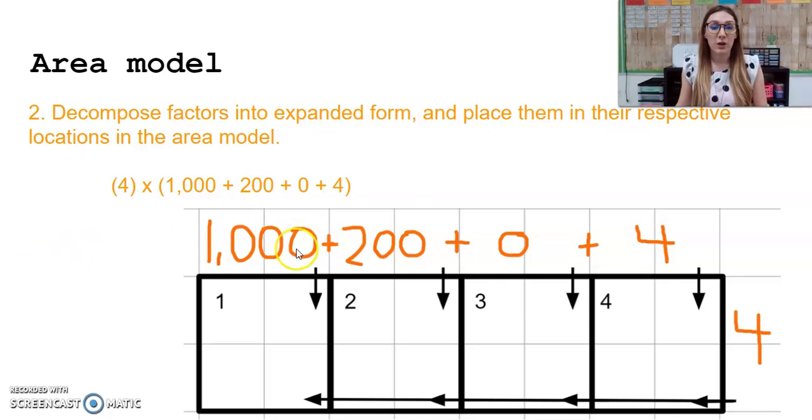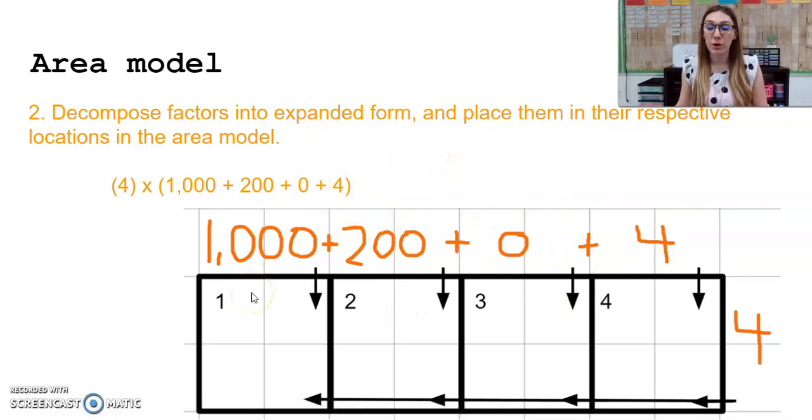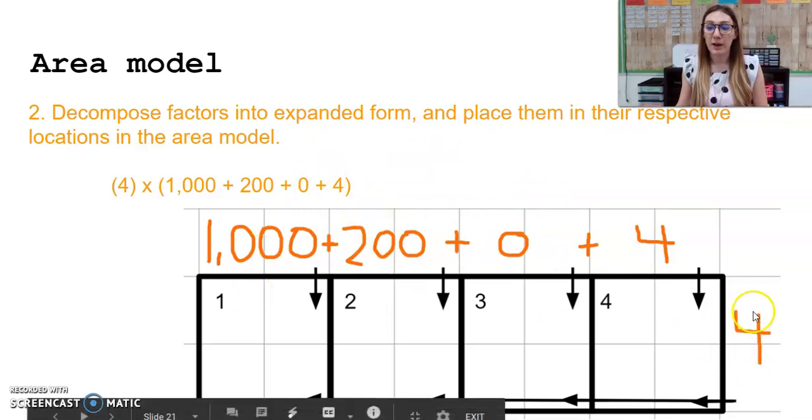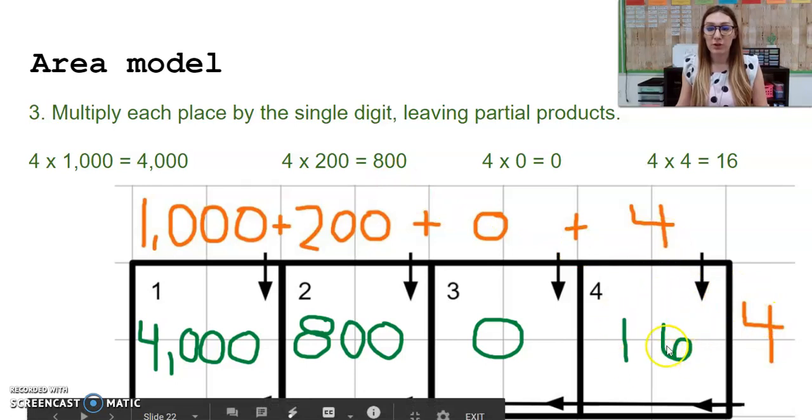We're then going to decompose our factors into expanded form and place them in their respective locations in the area model. When we decompose 1,204, we get 1 thousand, 2 hundreds, 0 tens, and 4 ones. Notice I've placed those expanded forms each above their own column, and then we're multiplying every single one of those places by 4, leaving partial products. I'm going to start and multiply 4 times 4, which gives me a product of 16. 4 times 0 gives me a product of 0.